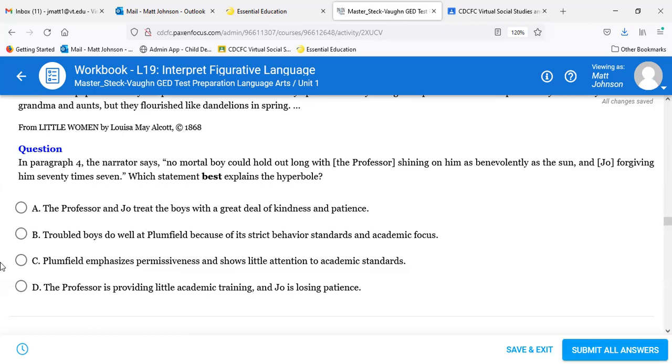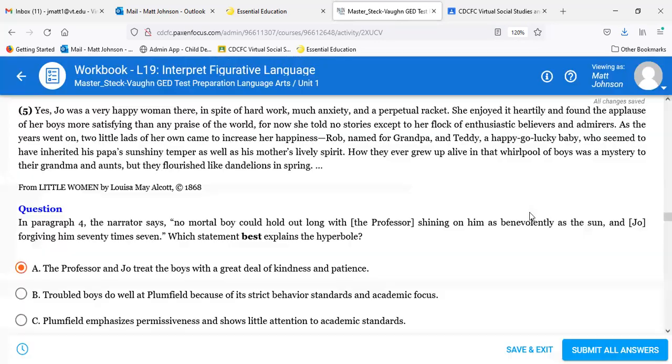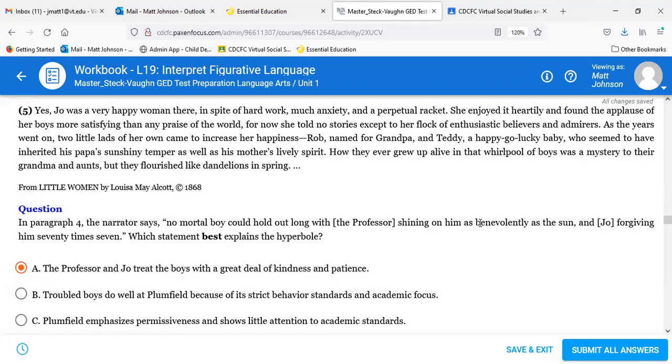Is it B? It's A. Professor and Joe treat the boys with a great deal of kindness. One tip off is "benevolently."